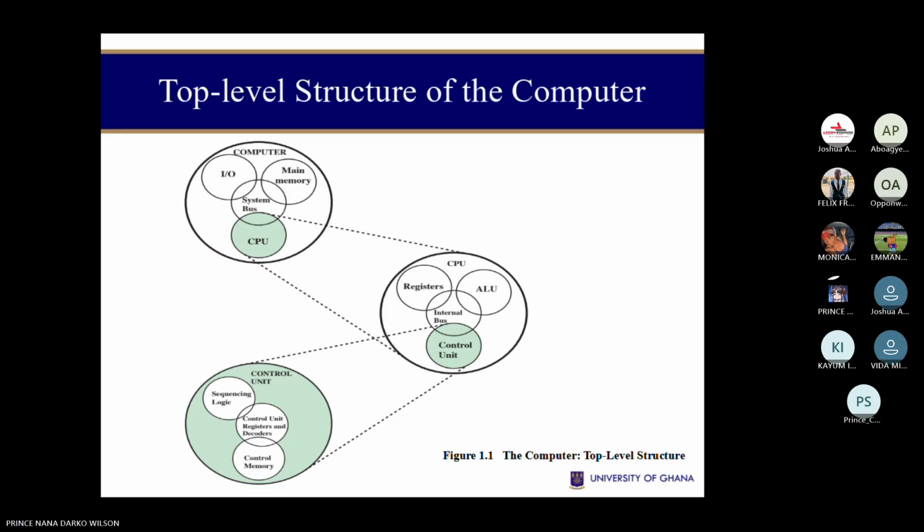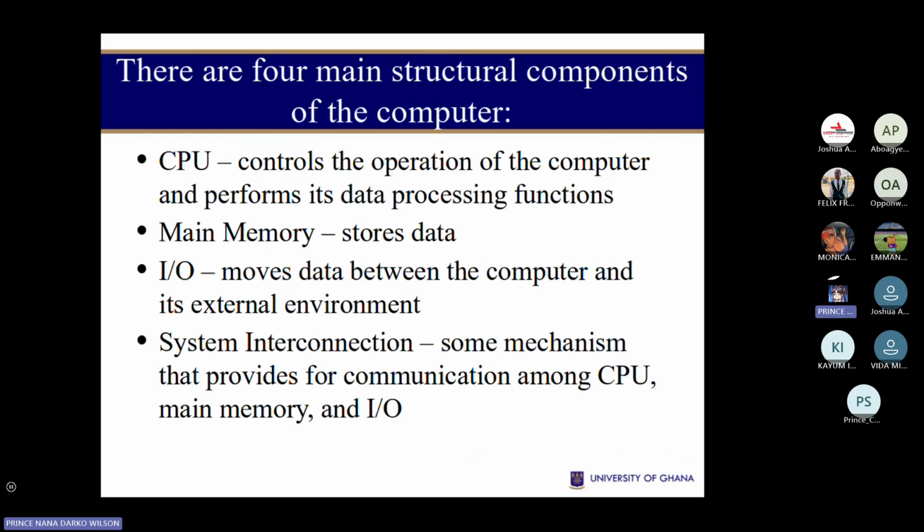All right. We proceed. There are four main structural components of the computer, and we are familiar with these ones. There is the central processing unit. It controls the operations of the computer and performs its data processing functions. If you remember what we said about the major functions of the central processing unit, we said it fetches, it decodes, it processes, it stores. We have all these functions that the central processing unit is supposed to be handling. So it controls the operation of the computer and performs its data processing function. So it works like the brain of the computer.